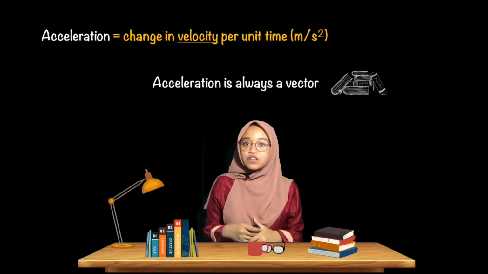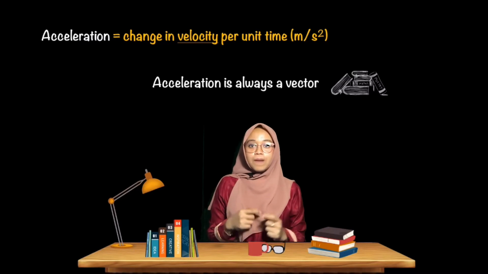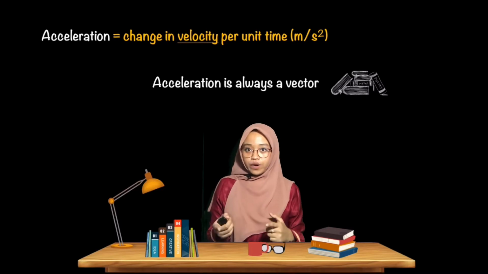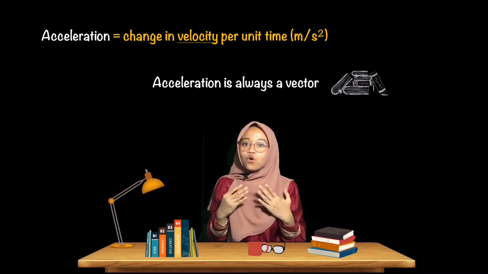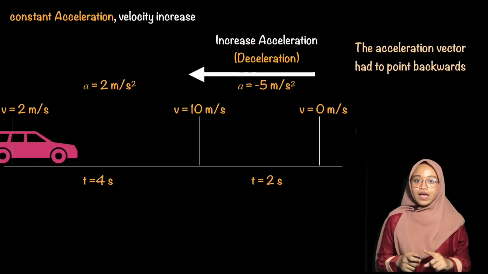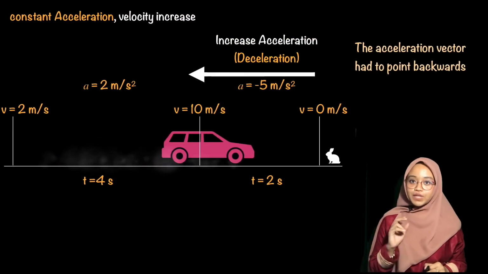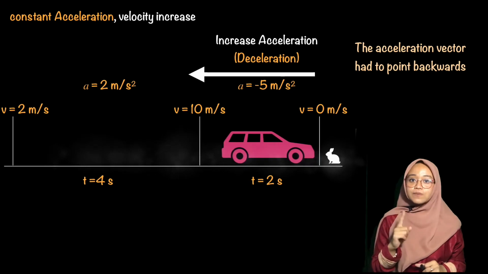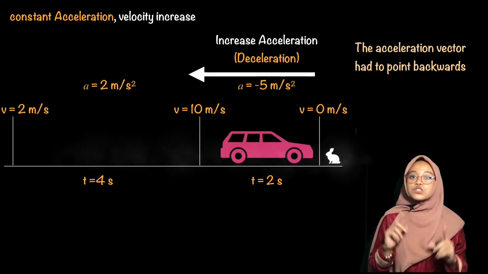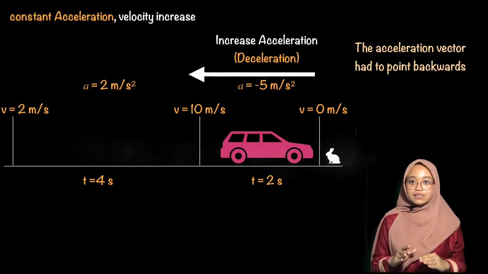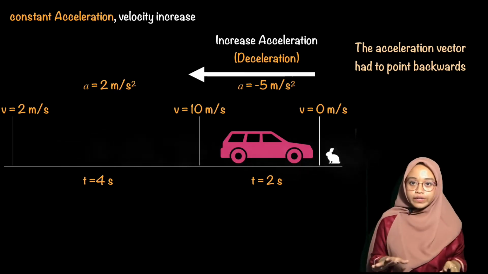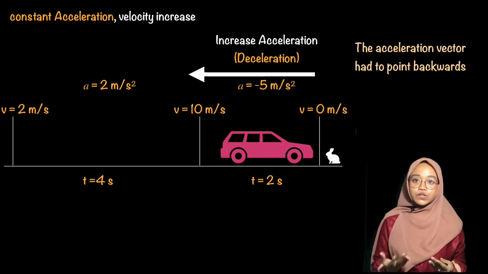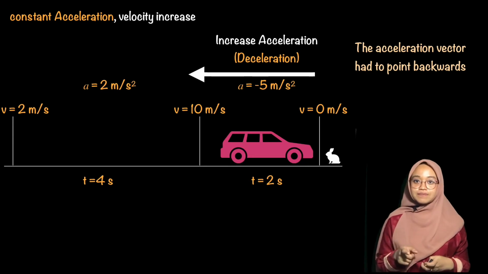Acceleration is the change in velocity per unit time. So the unit is meter per second per second; we can say meter per second squared. Acceleration is always a vector. The car has a first velocity of 2 meter per second. In 4 seconds, the velocity of the car increases to 10 meter per second. So the acceleration is 2 meter per second squared. It means every 1 second, the velocity increases by 2 meter per second.